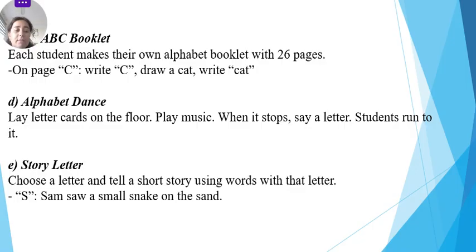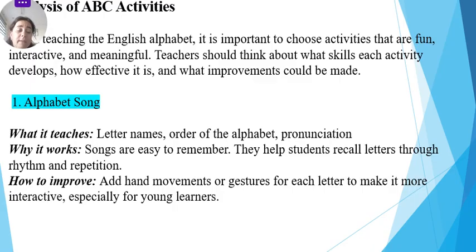And next one is a story letter. Choose a letter and tell a short story using words with that letter. For example, S. Sam saw a small snake on the sand, and all the words begin with S. Next one, analysis of ABC activities. Teaching the English alphabet, it's important to choose activities that are fun, interactive, and meaningful. Teachers should think about what skills each activity develops, how effective it is, and what improvements could be made.